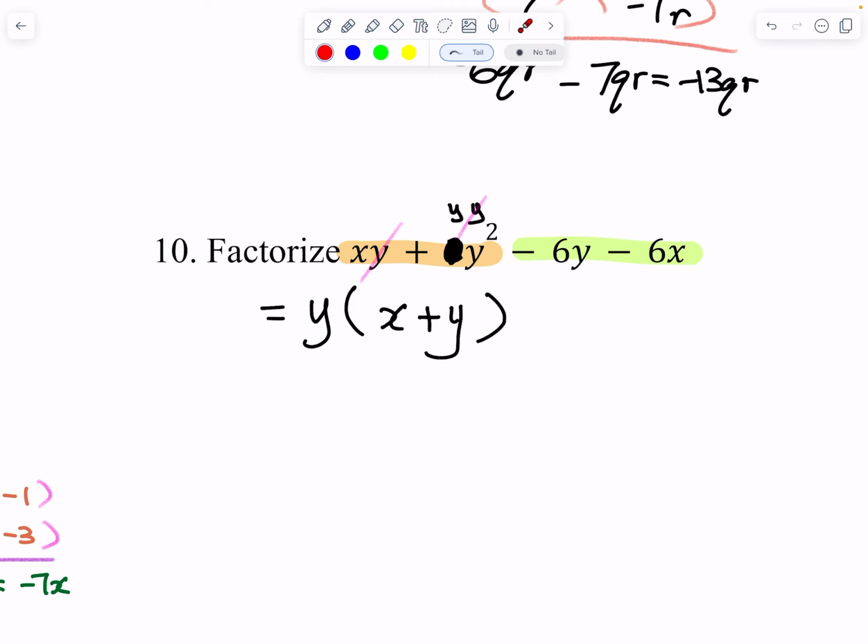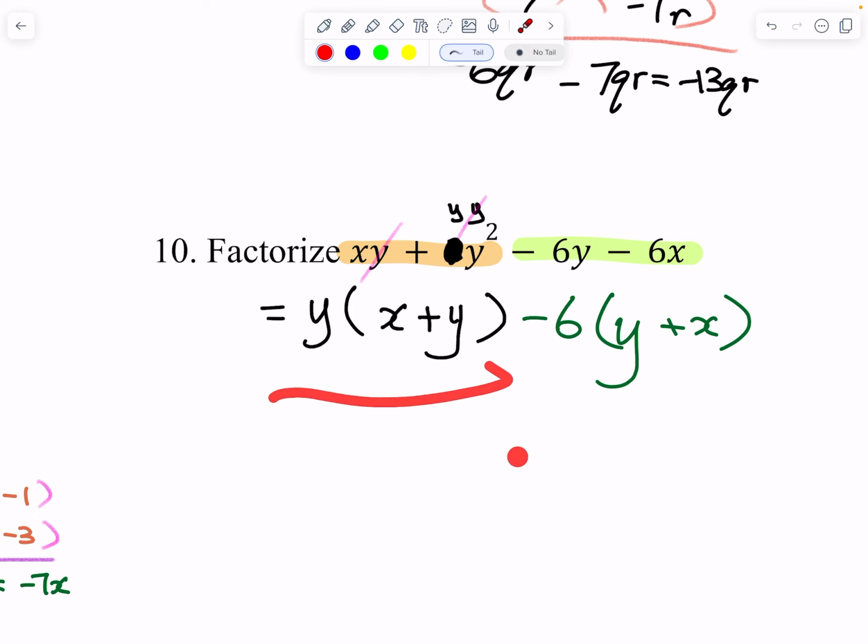How about the bottom later? Both of them have -6. I took out negative, I took out 6. What is left? y. I took out negative, I took out 6. What is left? x. Just positive x.